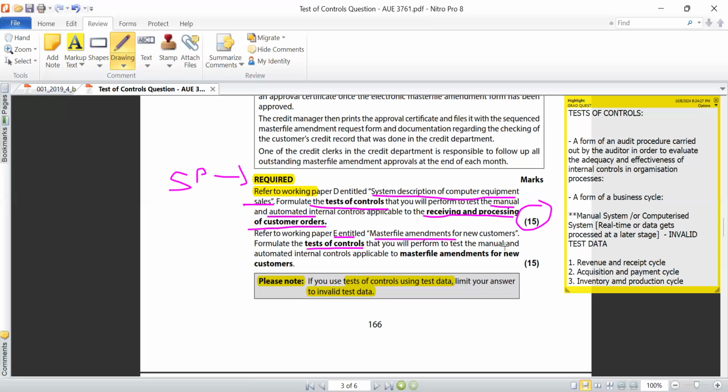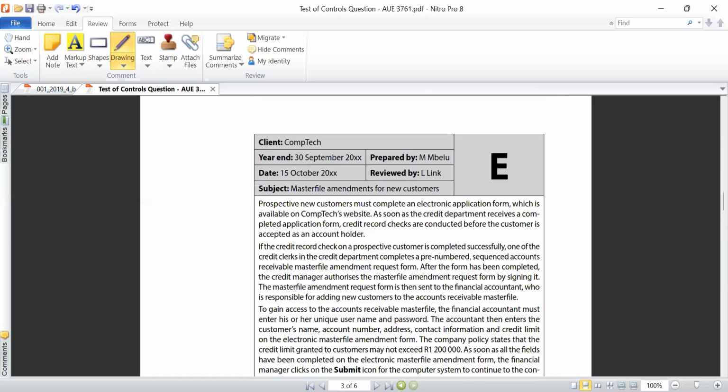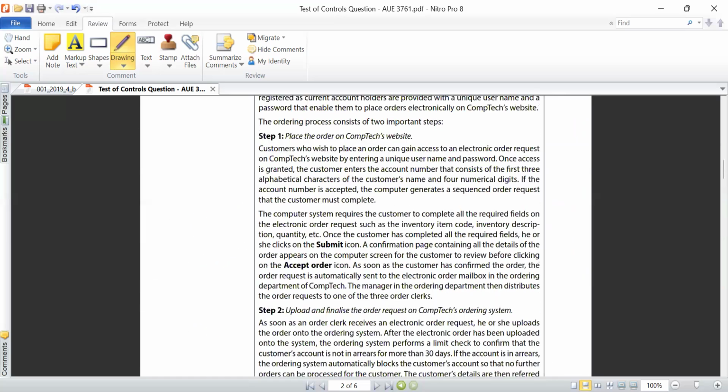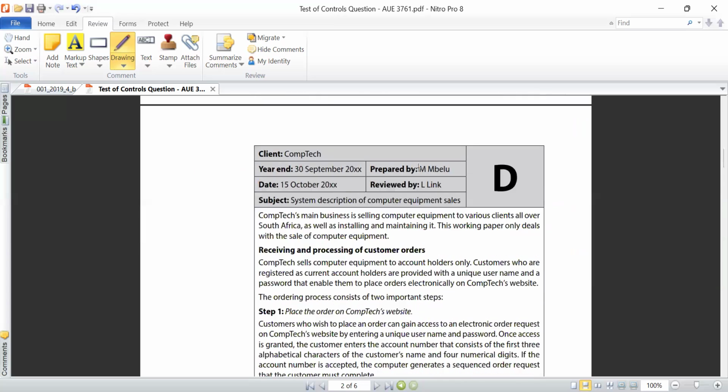Formulate tests of controls to test the manual as well as the automated controls applicable to the master file amendments for new customers. Now, what is happening? These are two separate questions right there. These are two independent questions. So now let's quickly go to the first one, which is working paper D, right?